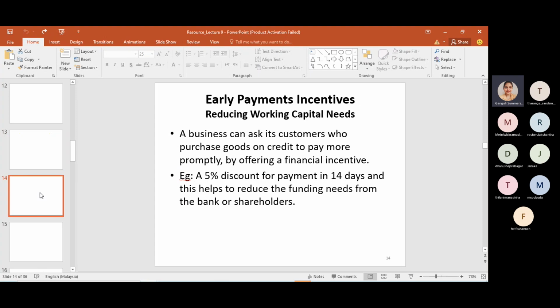And this is another strategy that you can follow to reduce your working capital needs. You can provide early payment incentives to your customers. That means the company can ask its customers to purchase things on credit. You can allow your customers to purchase things on credit by using credit cards, and you can provide a certain discount for using a credit card. This will encourage the customers to spend more of their money on your products, so then you can gain more income. That is another method of reducing working capital needs.